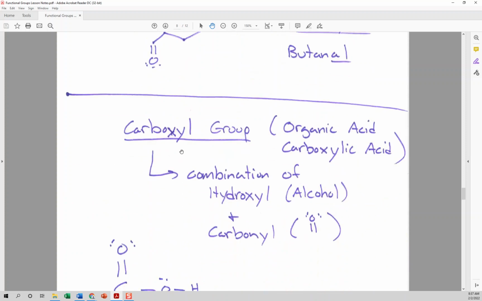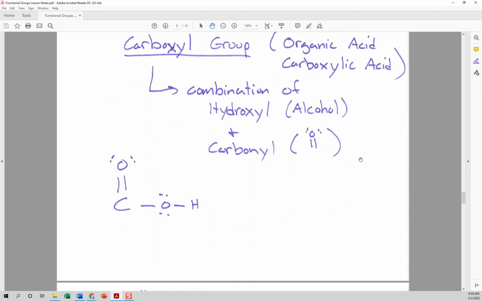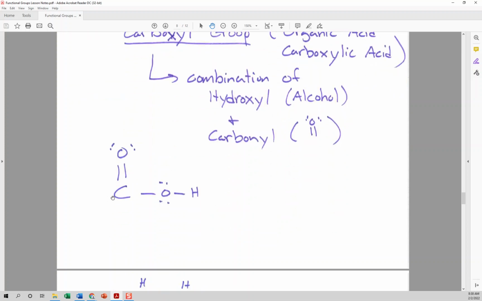Now we're going to combine 2 functional groups. A carboxyl group is a combination of hydroxyl, alcohol, and carbonyl. So it's an alcohol group, which is an OH group, and a double bond O, okay? It's called a carboxyl group, but it changes the compound to an acid. Sometimes we might call it an organic acid, but better yet, it's known as a carboxylic acid. So when you have this group, it's a carboxylic acid group, and it can only be on one of the end carbons of a carbon chain.